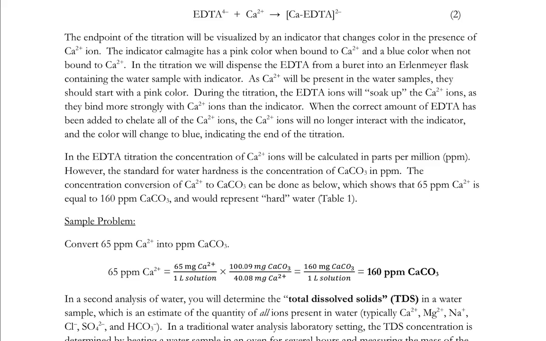Then we go to grams of calcium carbonate using the molar mass of calcium carbonate, which is 100.09 grams per mole. Then we finally go to milligrams of calcium carbonate using the 1,000 to 1 conversion. Ultimately, that comes out to taking the milligrams of calcium ions and multiplying by 100.09 over 40.08, which gives us the milligrams of calcium carbonate per liter. And so 65 ppm calcium ions corresponds to 160 ppm of calcium carbonate.